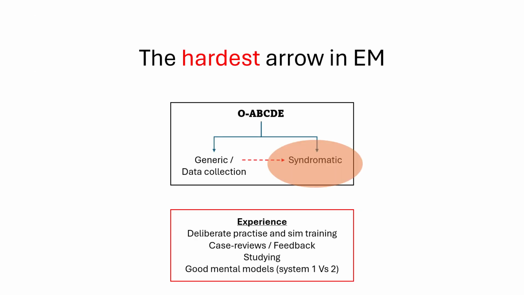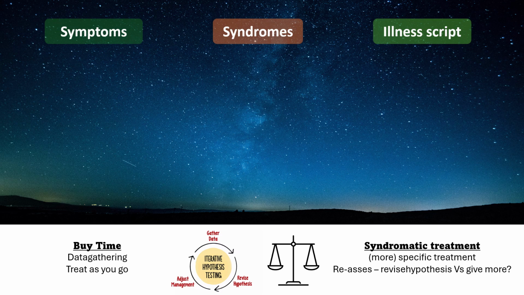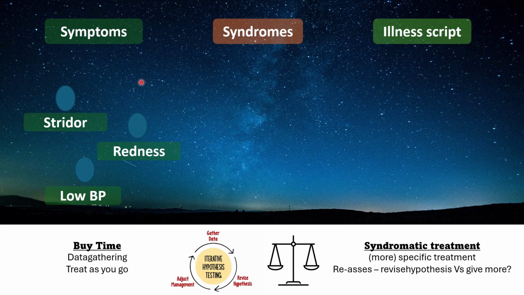Moving on to the syndrome management, and we already talked about this. So the patient has different syndromes. I use another analogy with this, and usually I use the starry night sky, where we see a lot of stars, and some of the stars are brighter than others, and from these bright stars we might see a constellation. You have someone who comes in with stridor, redness of your body, and low blood pressure. What is the syndrome?